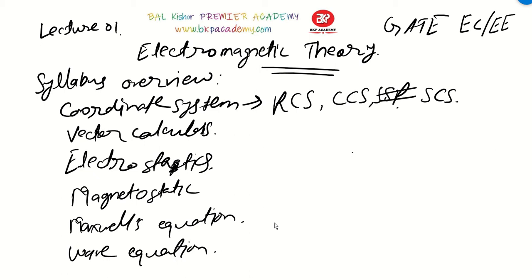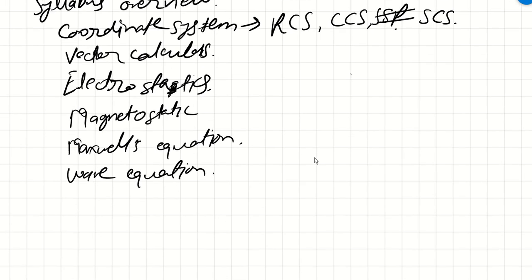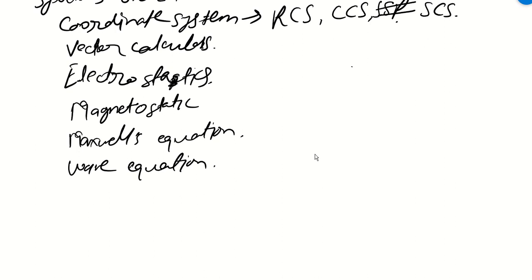In wave equation we will see electromagnetic waves, their Helmholtz equation, their applications, then reflections, transmissions, everything. And after that we will start with transmission line theory. In transmission lines we will see transmission line voltage, standing wave ratio, reflection coefficients, then impedance matching, and at the same time we will start with the Smith chart, S parameters and everything.